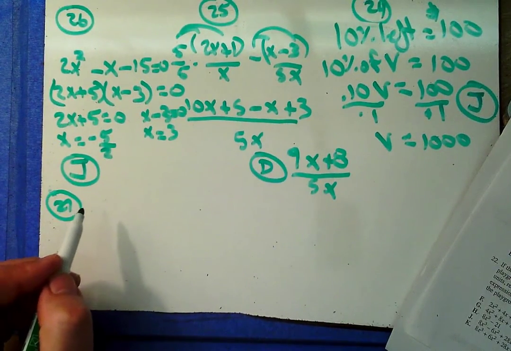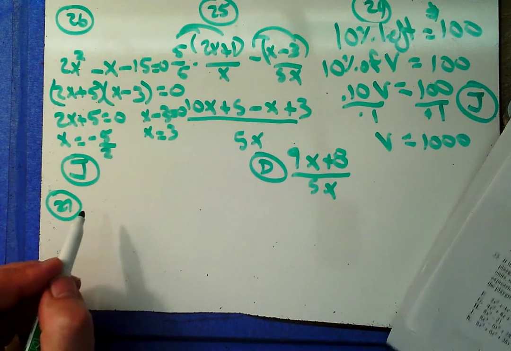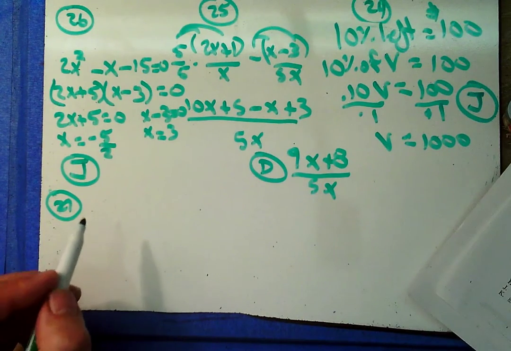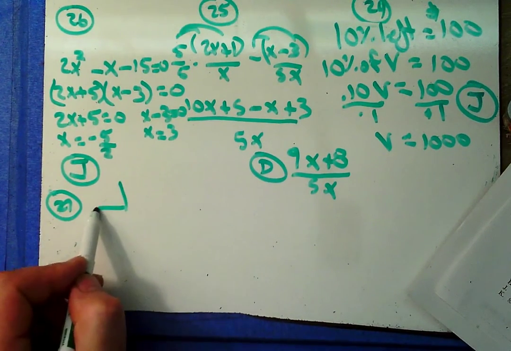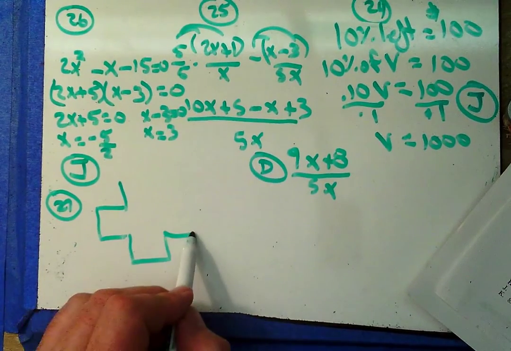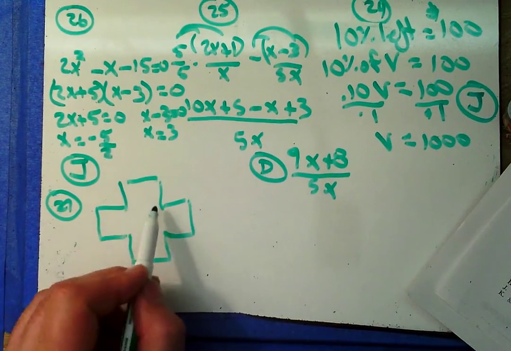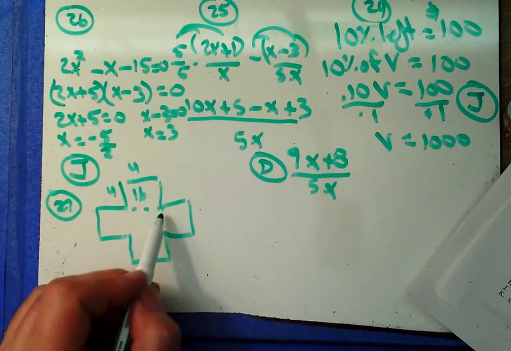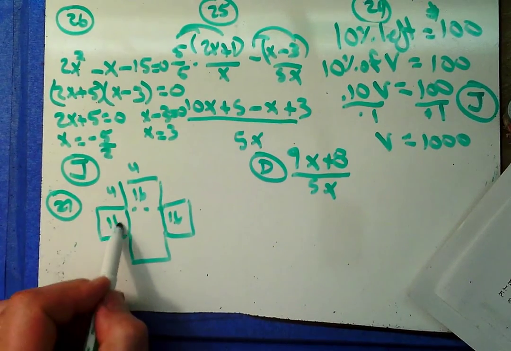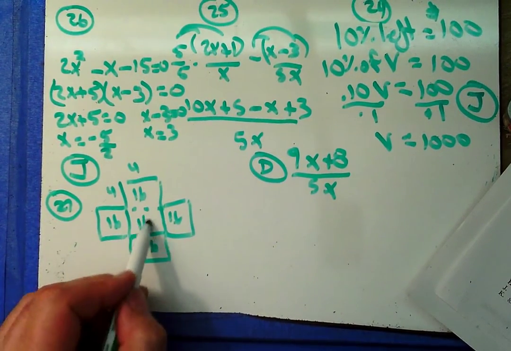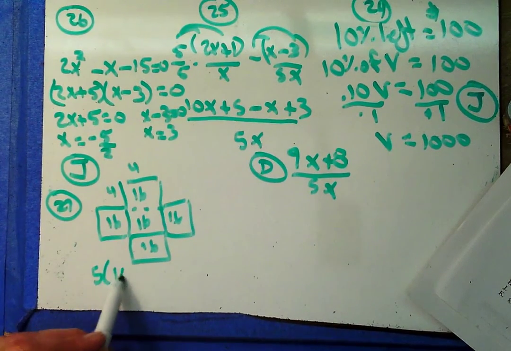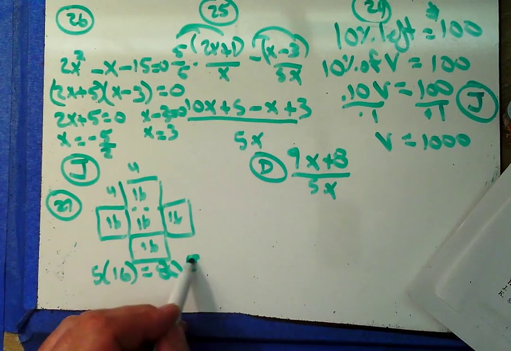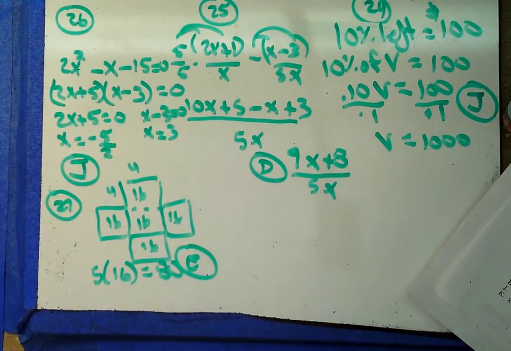27. If all the angles in the figure below are right angles, each side is 4. What is the area in square centimeters? Well, if these are 4 by 4, then the area here is 16, and 16, and 16, and 16, and 16. I have 5 times 16, or 80. 80 square centimeters, and that is choice E. E for number 27.